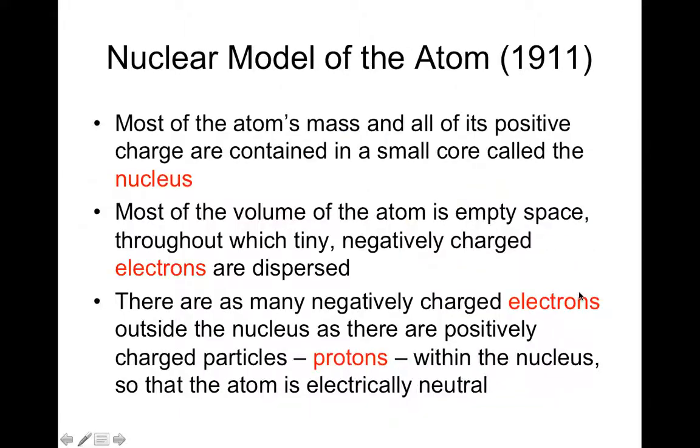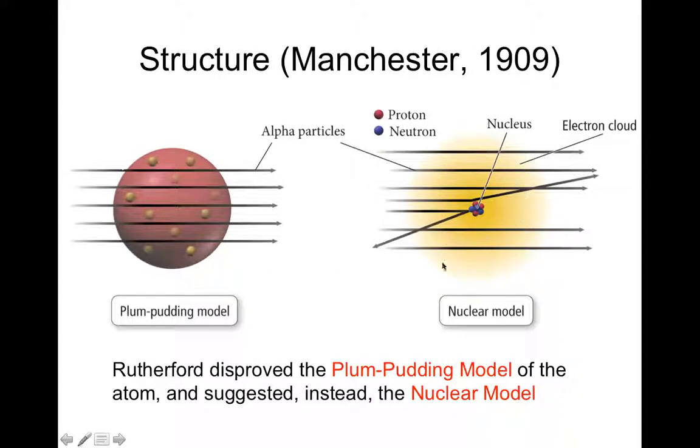So the nuclear model of the atom has these main points. Most of the atom's mass and all of its positive charge are contained in a small core called the nucleus. Most of the volume of the atom, by the way, is empty space, throughout which tiny negatively charged electrons are dispersed. So going back to this picture, this whole yellow thing is the atom, and the nucleus is a really tiny thing in the middle. So most of the mass is here. This is mostly empty space. Electrons are racing around here.